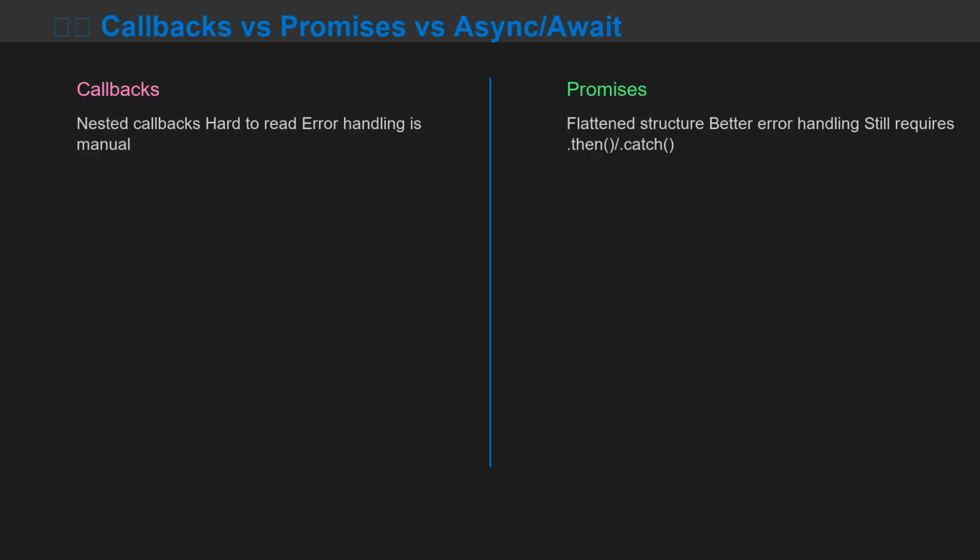Let's compare the three approaches. Callbacks are the oldest and most problematic, with deeply nested code. Promises improve this with a flattened structure but still require .then and .catch. Async/await takes it further with synchronous-like syntax that's much easier to read and maintain.